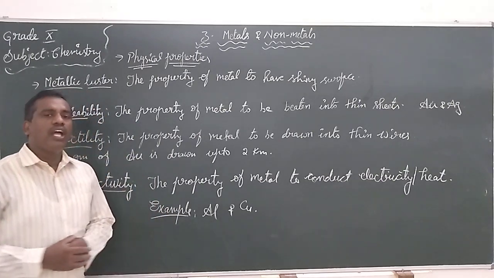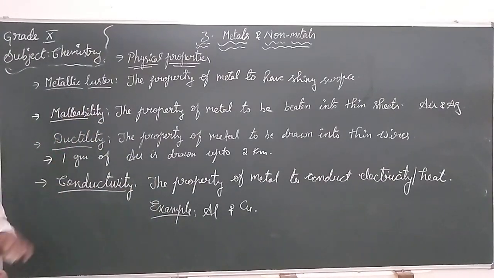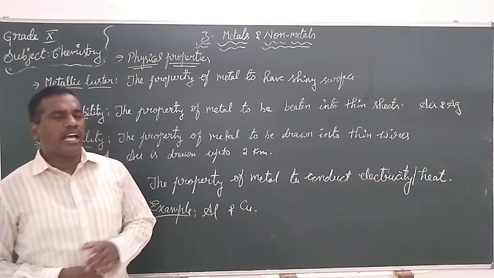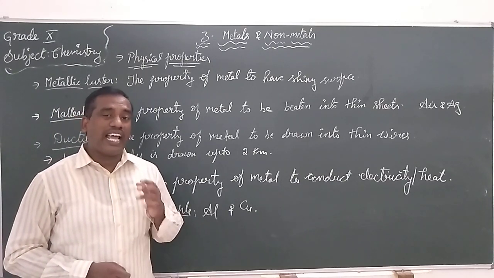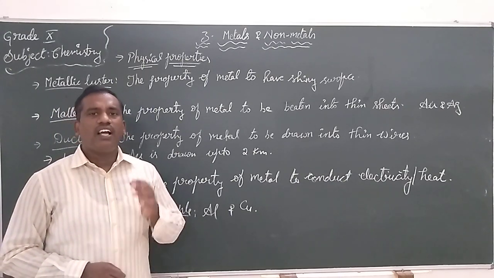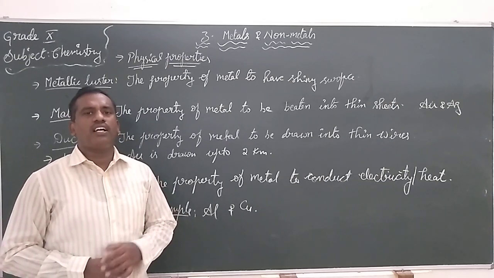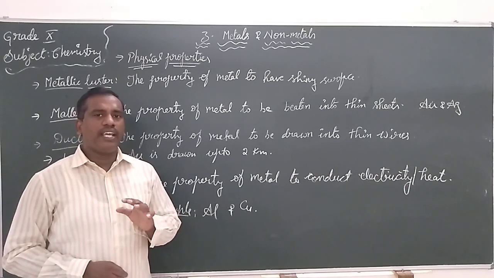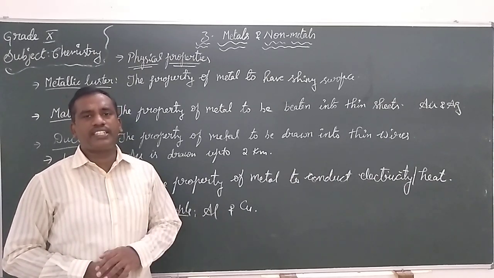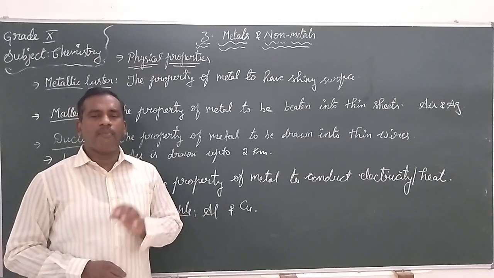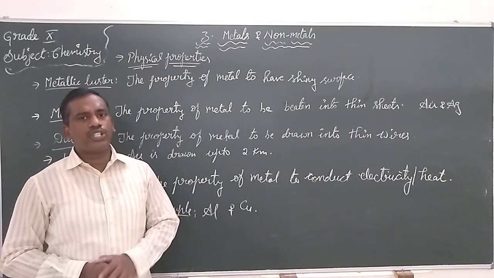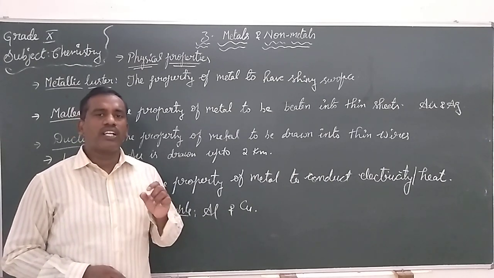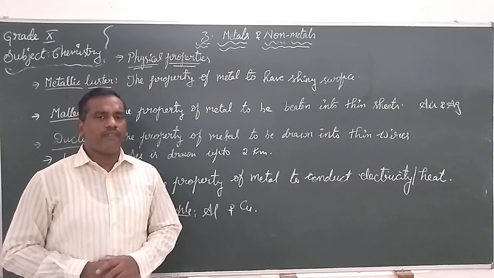Okay, let's continue with the second property, malleability. The racks, they are made of iron almirahs because iron can be beaten into sheets. The property of a metal to be beaten into sheets is called malleability. What is it called? Malleability.